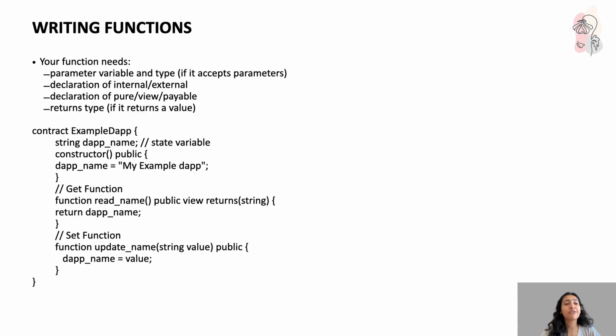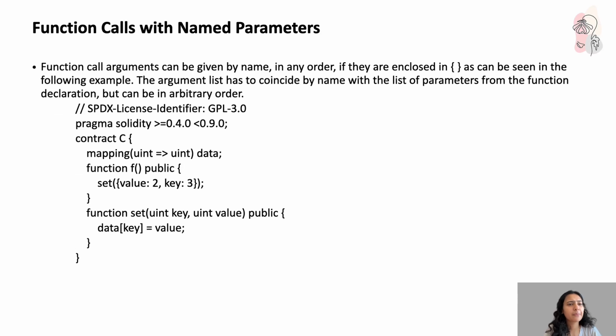So the declaration: if it's internal or external, if it's a pure function, view function, or payable function. Remember? And the return type. Makes sense? We've talked about get function and set function here.